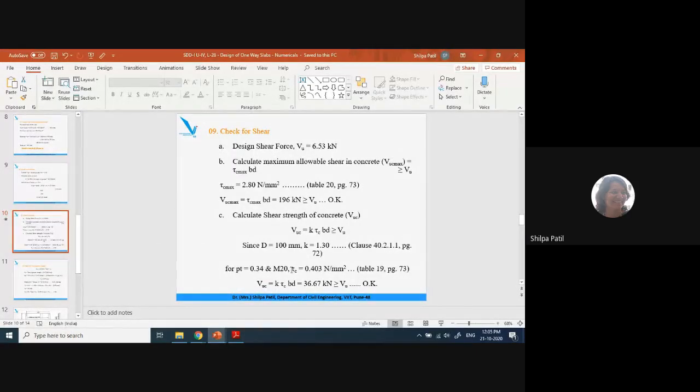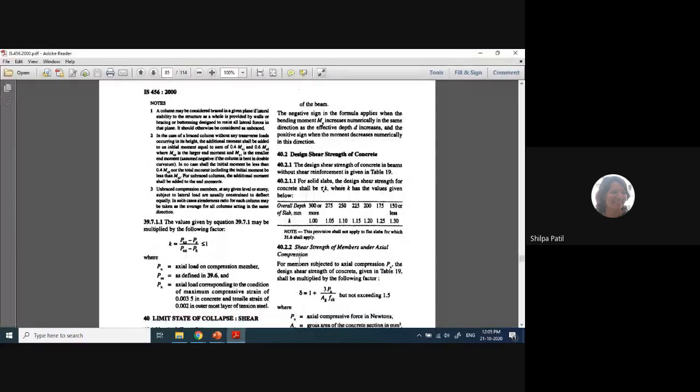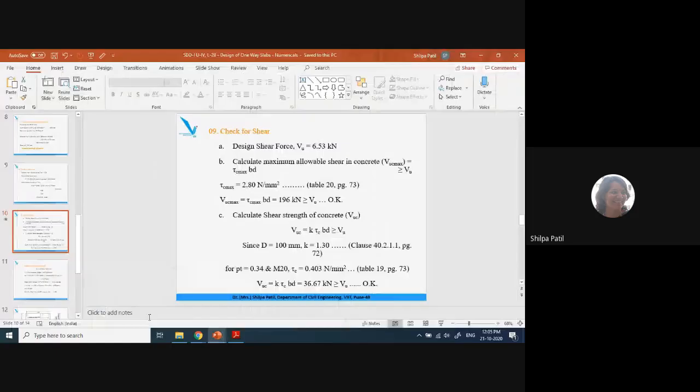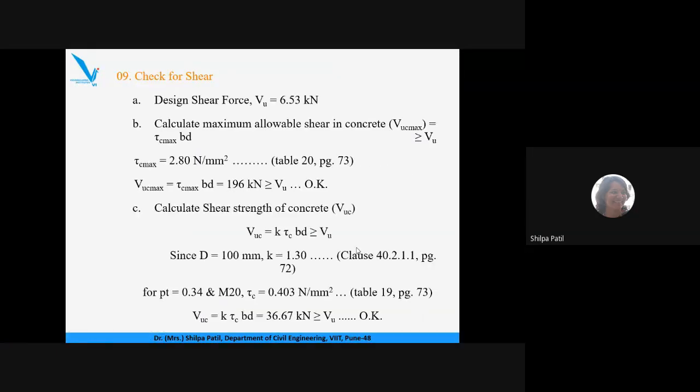Tau C value, how to find out tau C now? It is based on your percentage steel calculation, right? By making use of this table. This we have already discussed at the time of design of beam. So by making use of that table, tau C value is to be calculated, which is coming out as, for percentage steel of 0.34 and M20, tau C is 0.403. You can verify this later on because you need to do the interpolation. Are you able to see the presentation? Yes, ma'am.